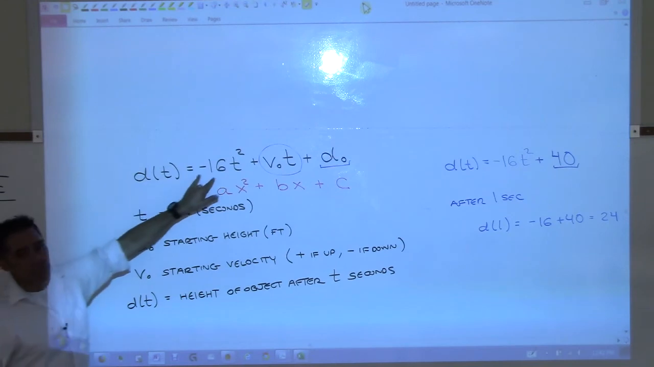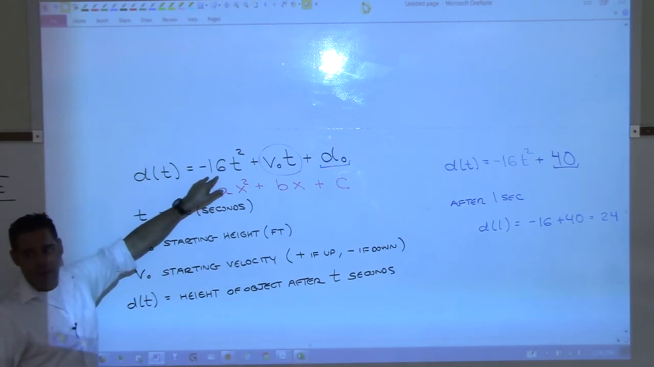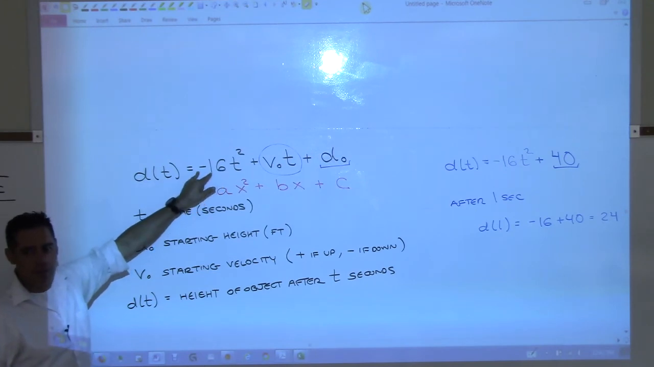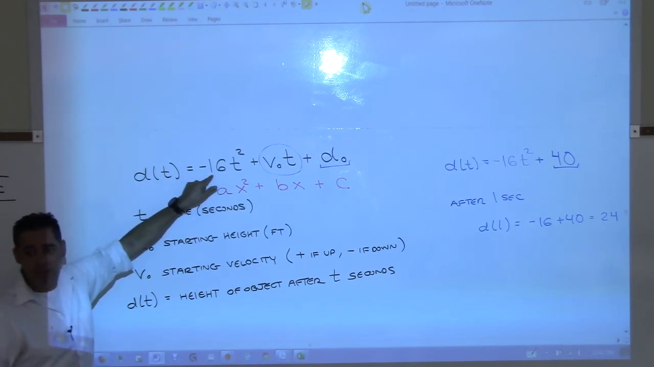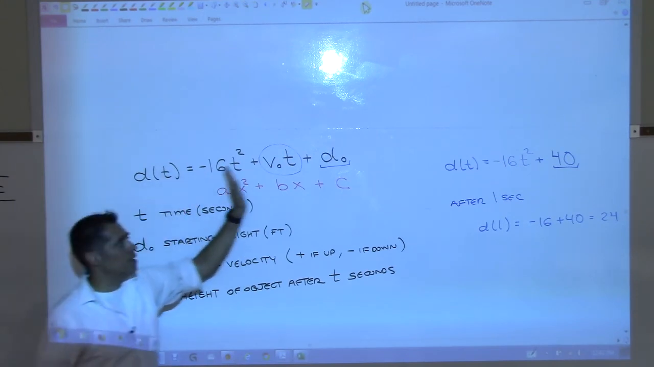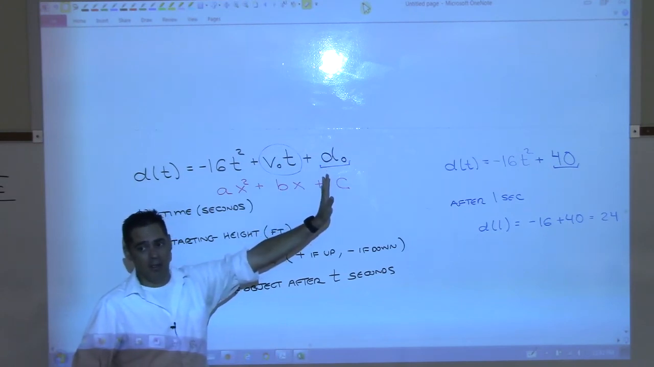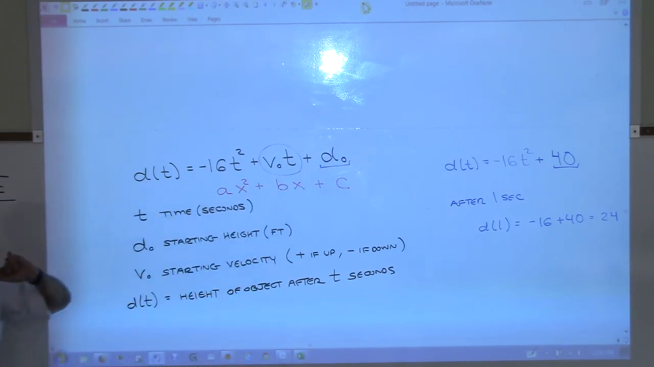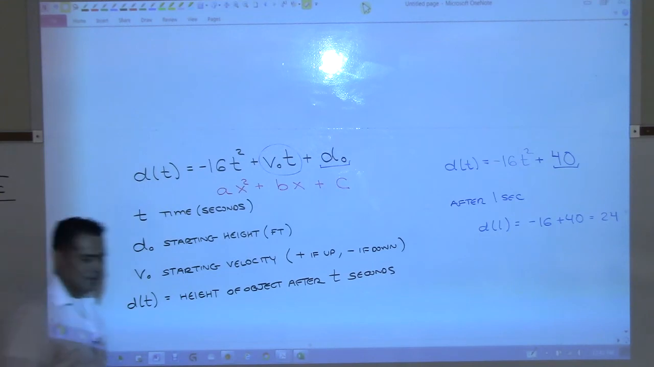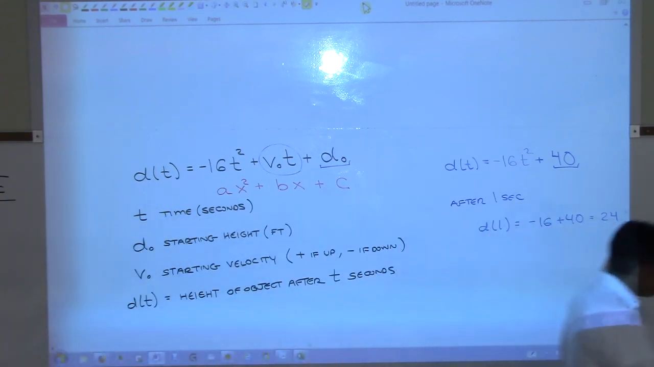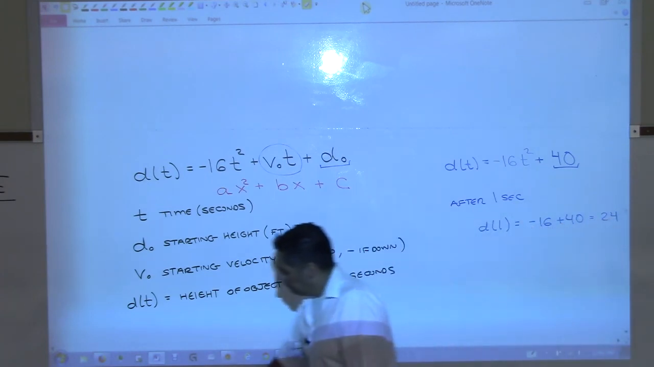Now, the negative 16, that has to do with gravity. So on Earth, gravity is constant, and so that's where that comes from. If you move to a different planet, this number's going to change, but that's the only number that changes. So if we go to the moon, this number changes, but the rest of the formula stays the same. Okay? If you could go to the moon. All right? One day.